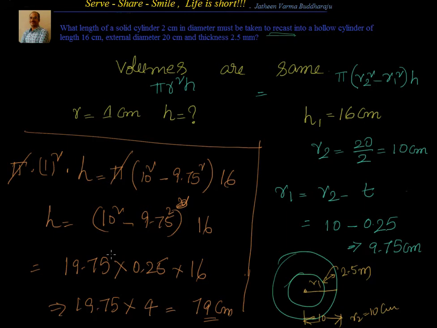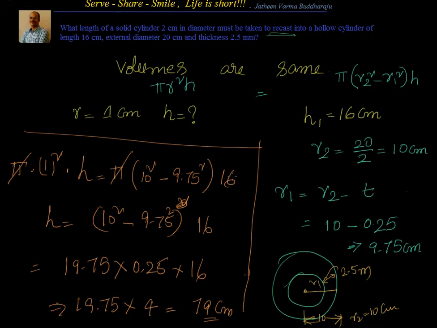Since it's a recast, the volume should be the same. Volume of the solid cylinder should be equal to volume of the hollow cylinder. When we equate both of them, we find that the height, or the length of the solid cylinder, is equal to 79 centimeter.